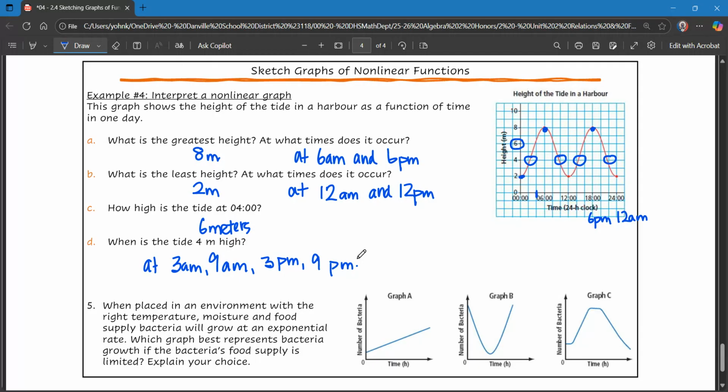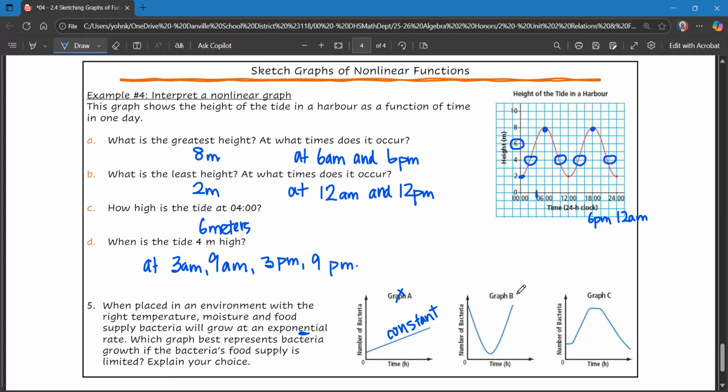When placed in an environment with the right temperature, moisture, and food supply, bacteria will grow at an exponential rate. Which graph best represents bacteria growth if the bacteria's food supply is limited? Explain your choice. Okay, well, this first graph looks like as time goes on, the number of bacteria grows at a constant rate, and the problem specified exponential, so it's not A.